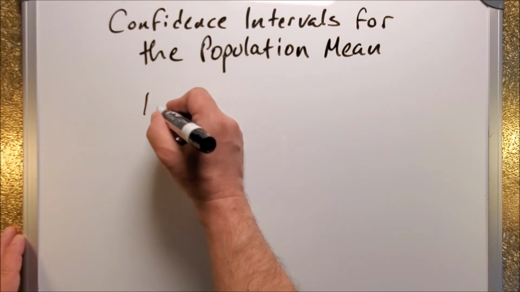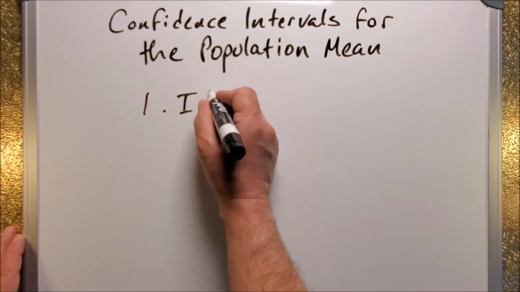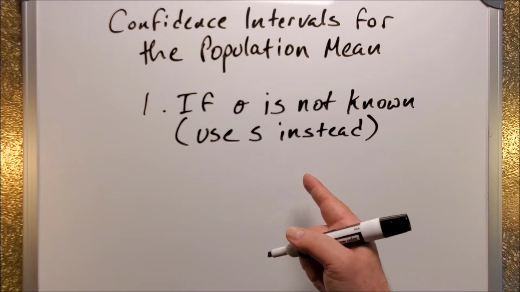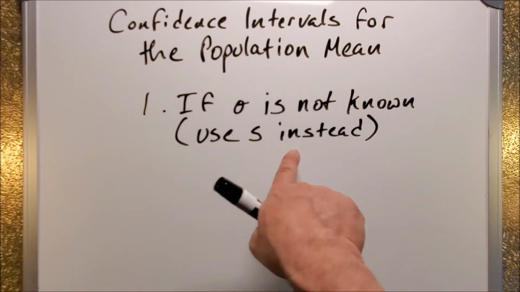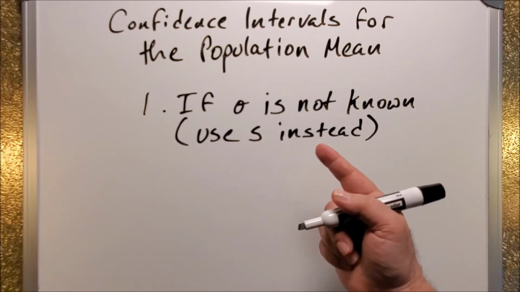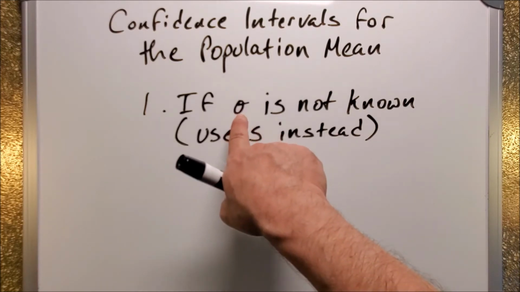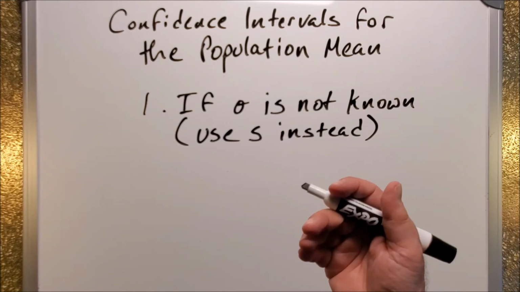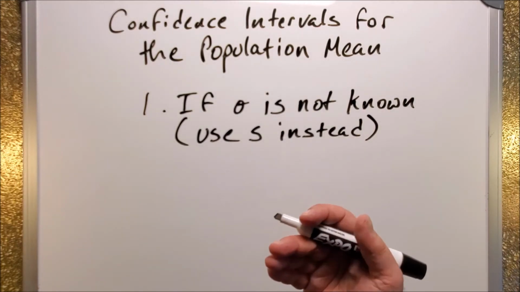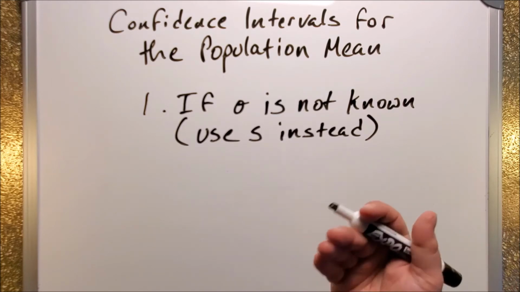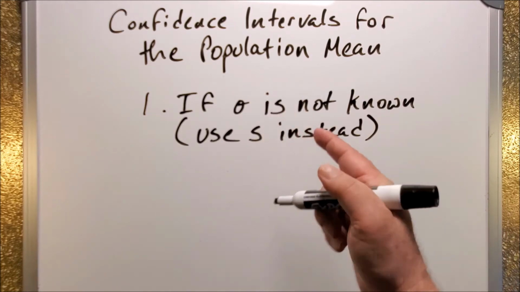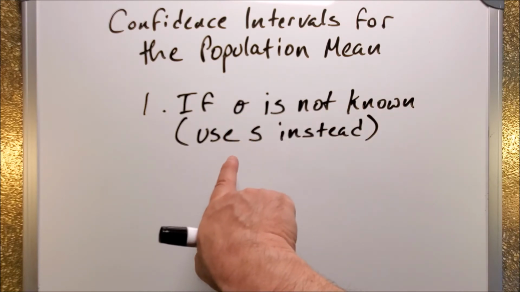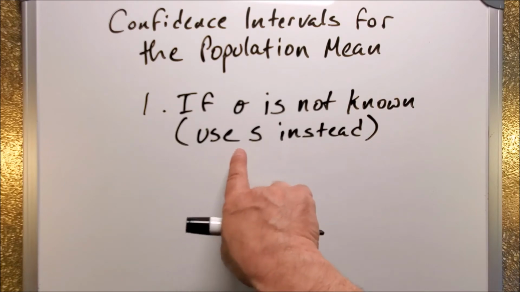So first, if sigma is not known, you can go ahead and use the t-table. You're just going to use S instead. So you need access to either the population standard deviation or the sample standard deviation to do this in a fairly watertight, fairly rigorous manner. The first circumstance is if the population standard deviation is not known, you can go ahead and use the t-table as long as you use S instead.